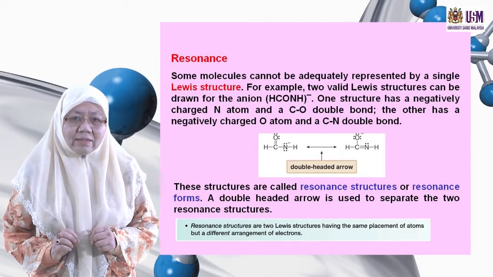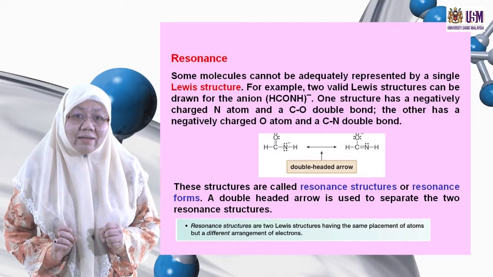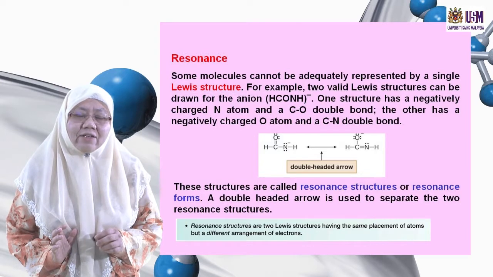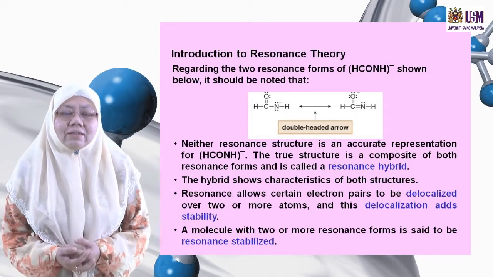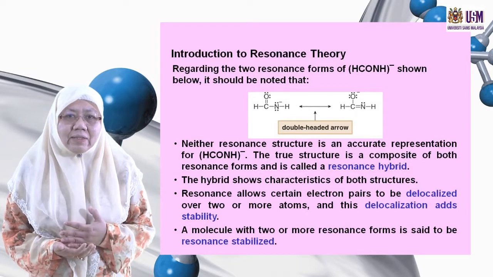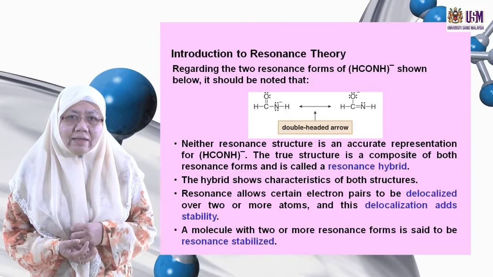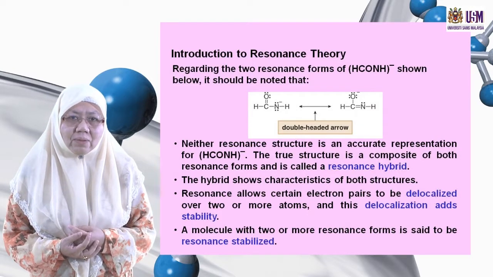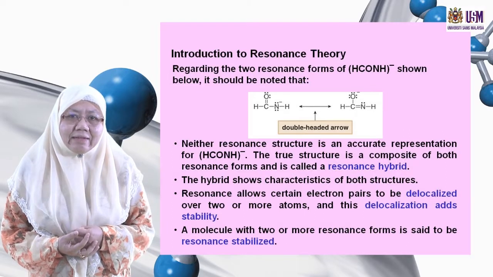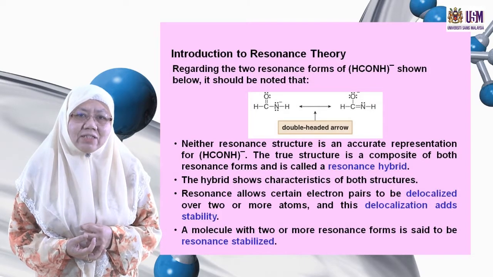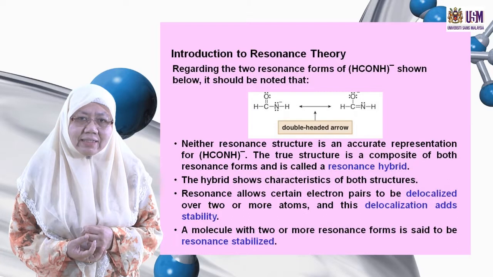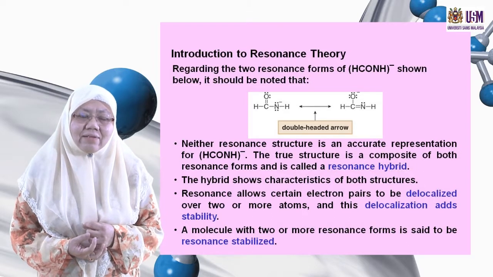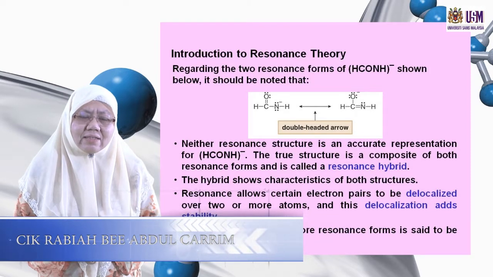So what are actually resonance structures? Resonance structures are two or more Lewis structures having the same placement of atoms but showing different arrangements of electrons. In order to explain what happens, we use resonance theory. When we are looking at two resonance forms, for example as given in the anion shown below, it should be noted that neither resonance structure is an accurate representation for the anion HCONH negative. The true structure is a composite of both resonance forms and is called a resonance hybrid. The hybrid shows characteristics of both the structures.